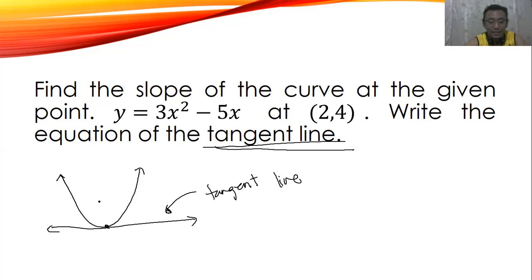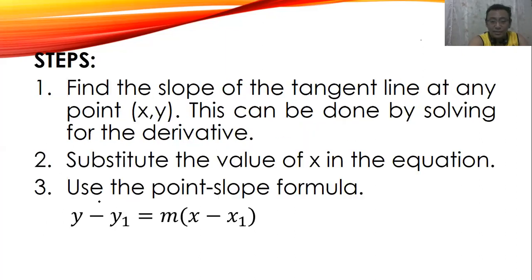So, let's proceed. Again, katulad ng sinabi ko kanina, in solving for the slope of a line, it's simply solving the derivative of the given function. So we have three steps to follow. The first step is to find the slope of the tangent line at any point xy. This can be done by solving for the derivative. So we will be solving for its derivative.